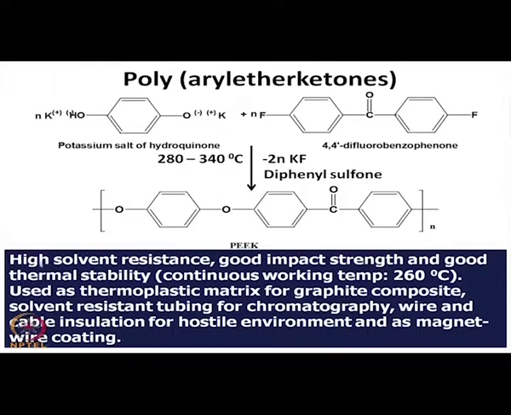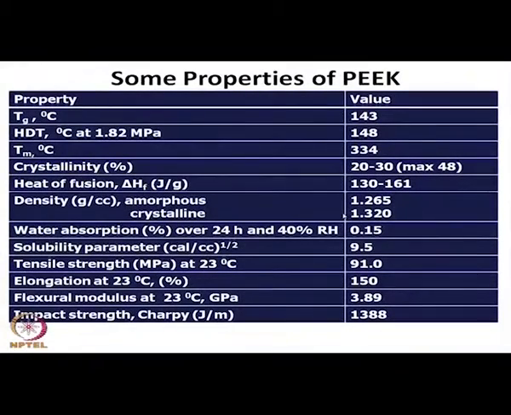This polyether ether ketone shows high solvent resistance, good impact strength and good thermal stability, and shows a continuous working temperature of 260 degrees Celsius. It is used as a thermoplastic matrix for graphite composite, solvent resistant tubing for chromatography, wire and cable insulation for hostile environments, and as magnetic wire coating. Some properties of PEEK are listed in this table.